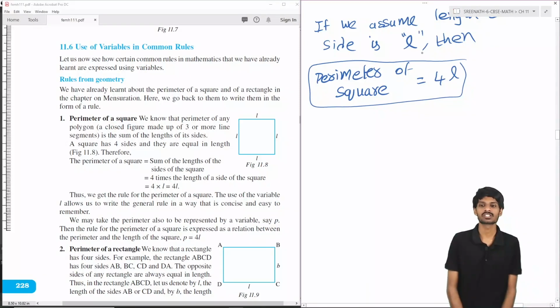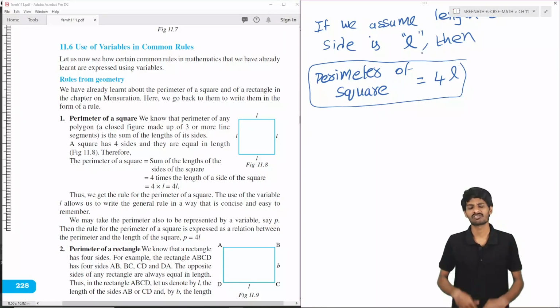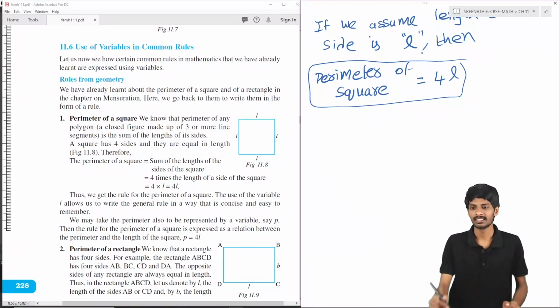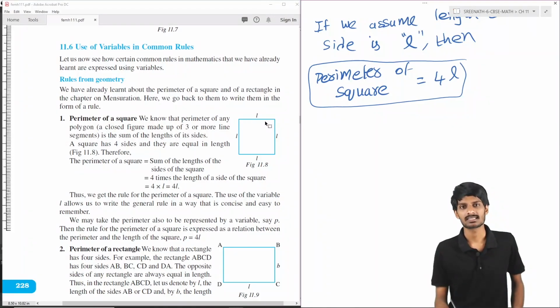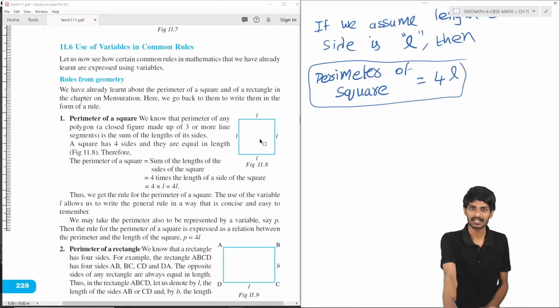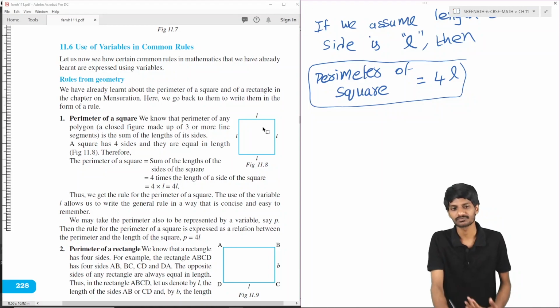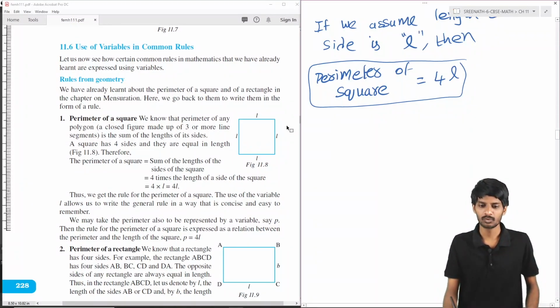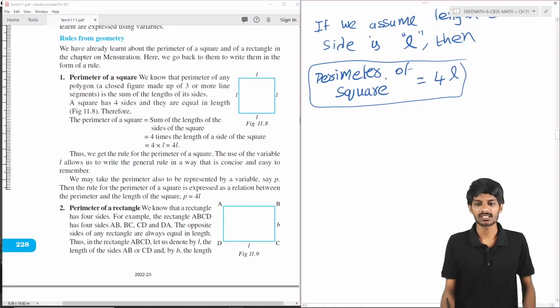So finally students, because of this formula, we can simply remember the perimeter of a square: 4L. What is meant by L? L means the length of the side. So if you know the length of the side of a square, you can simply say the perimeter of the square. This is the beautiful thing, students. If you represent perimeter with P, then P equals 4L.